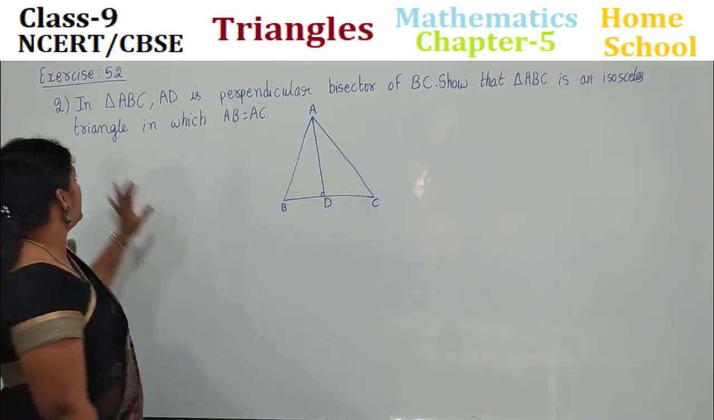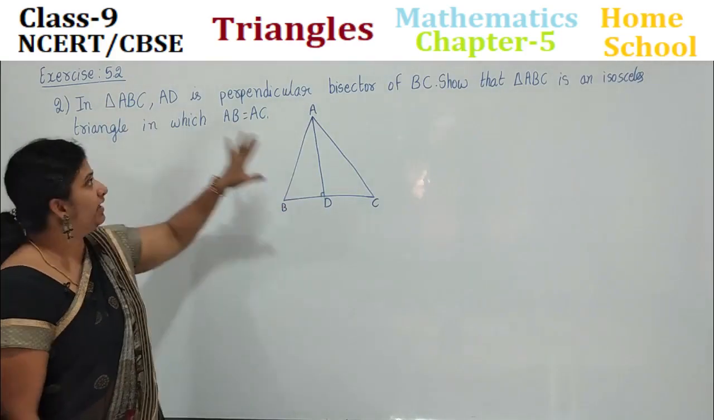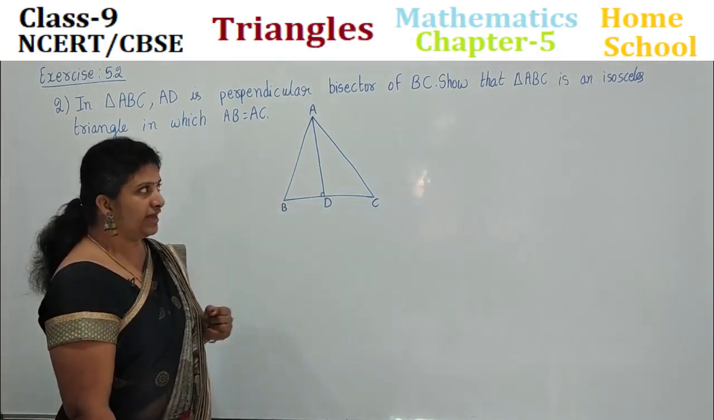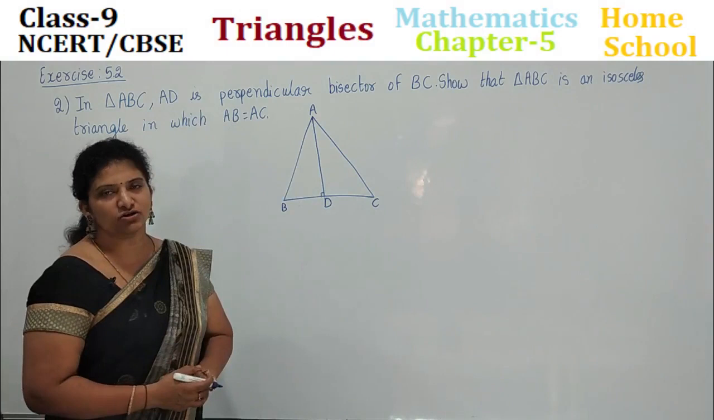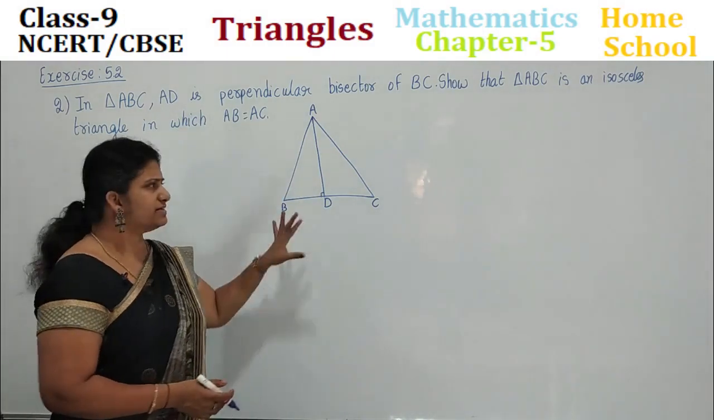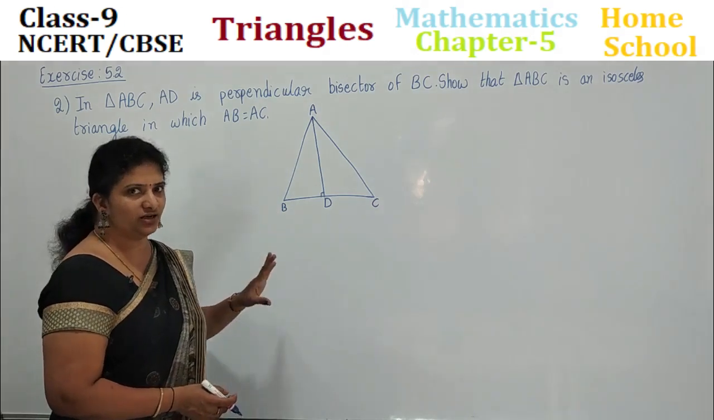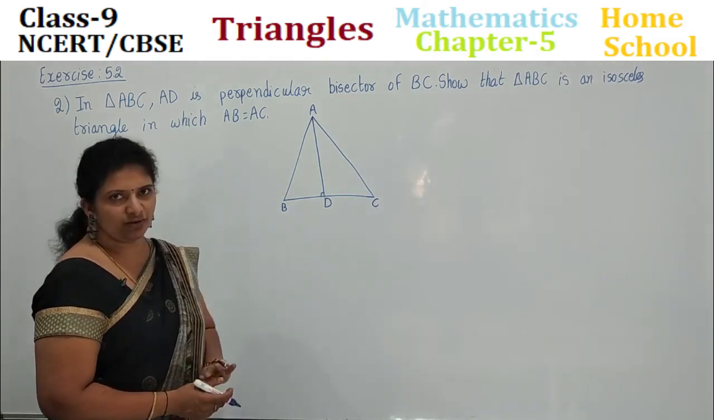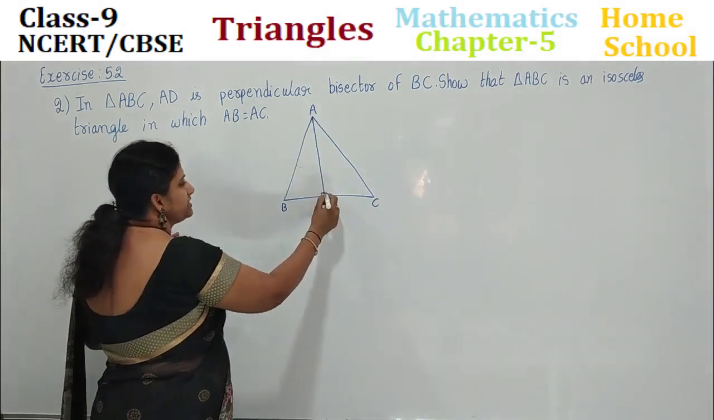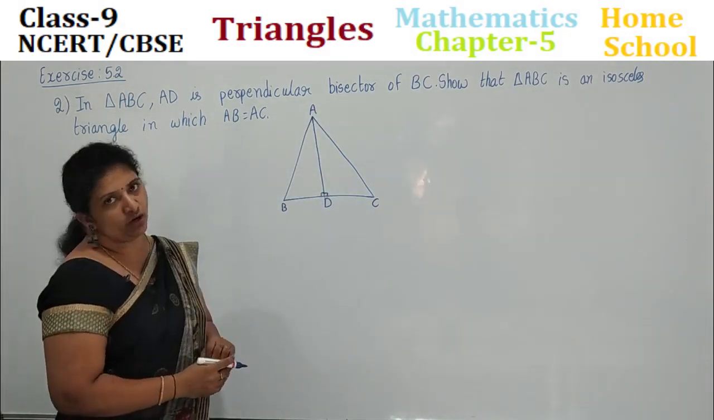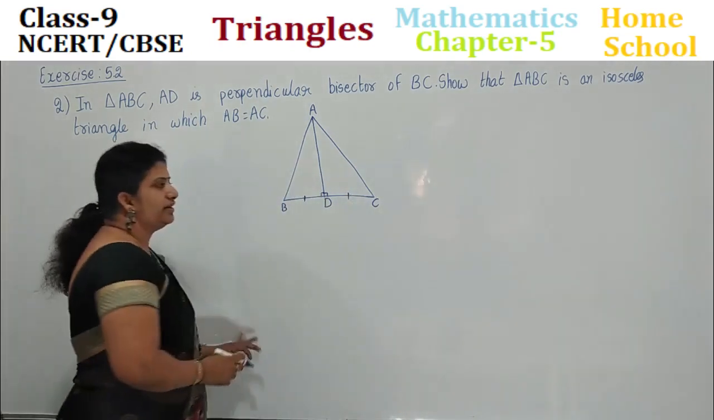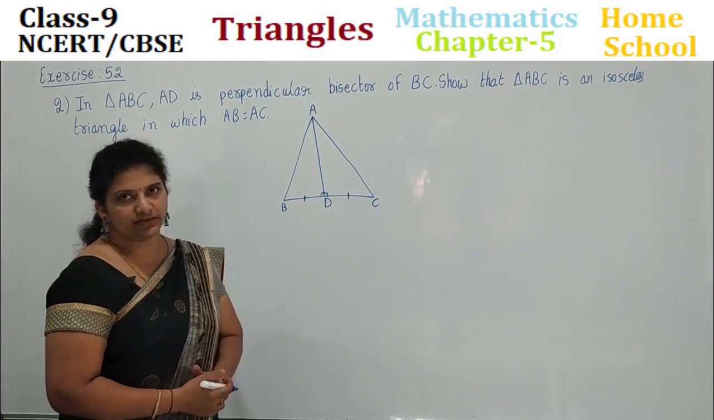See the second problem. In triangle ABC, AD is perpendicular bisector of BC. Show that triangle ABC is an isosceles triangle in which AB equal to AC. Similar type we have done in theorem, children. So this is a little different from that. Now, if it is a perpendicular bisector, then what does it do, children? It divides at the midpoint. That means BD equal to DC.